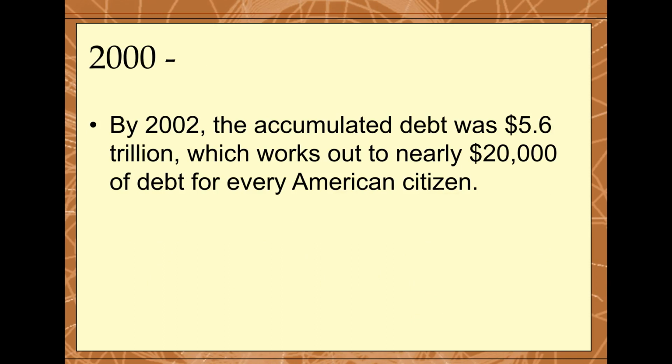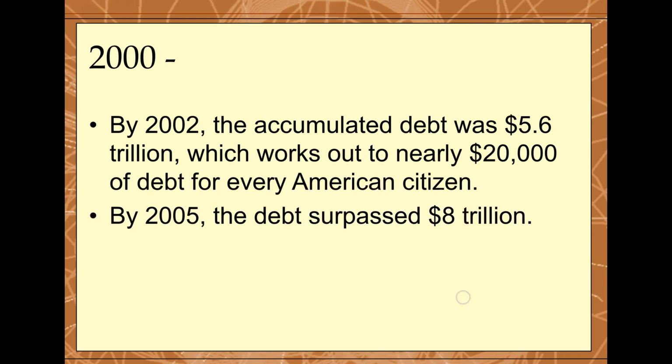So by 2002, the accumulated debt was $5.6 trillion. If you take that $5.6 trillion and divide it by the population at the time, that worked out to $20,000 for every American citizen. And by 2005, the debt surpassed $8 trillion. And currently the national debt is close to $20 trillion.